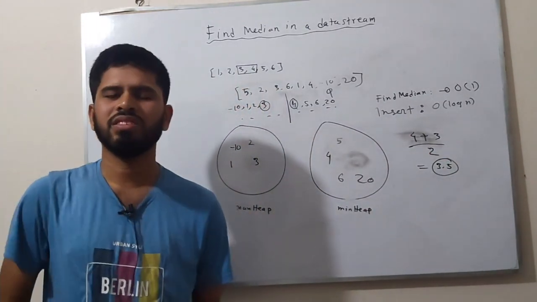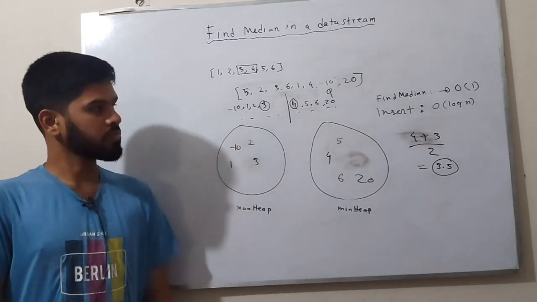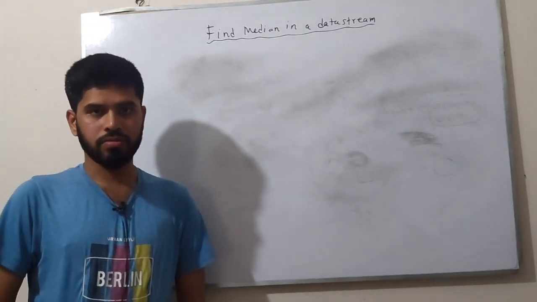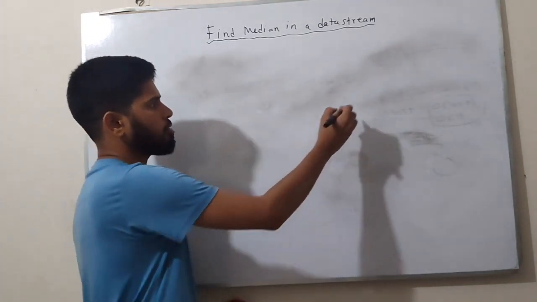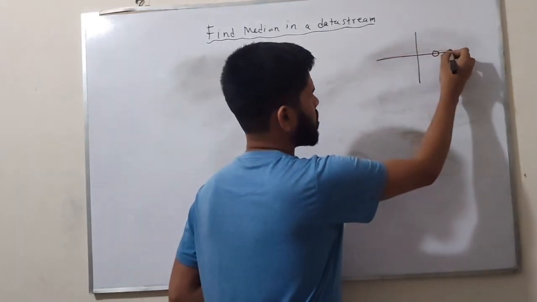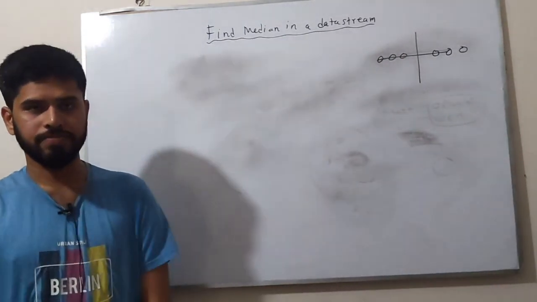Alright, this is how we can solve this question. This is the efficient algorithm. Now let's implement our algorithm. The most important thing in this algorithm is that we have to partition our given stream into 2 parts. Okay, we have to partition it into 2 parts.